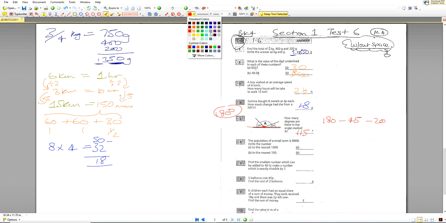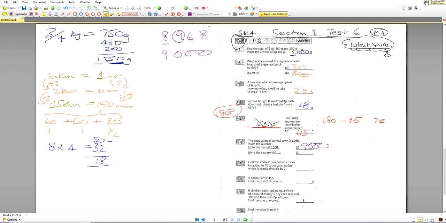Okay, another color. All right, purple. The population of a small town is given. Write the number to the nearest 1,000. So if we have, okay, over here, 8,968 to the nearest 1,000. The nearest 1,000 is here. So you've got to look at this next number. This is called the last digit decider. So you round up to the nearest 1,000, you get 9,000.